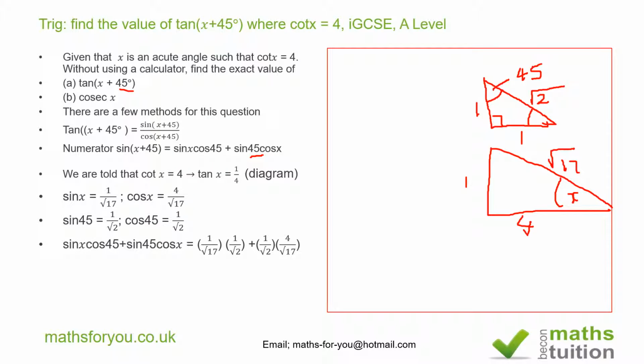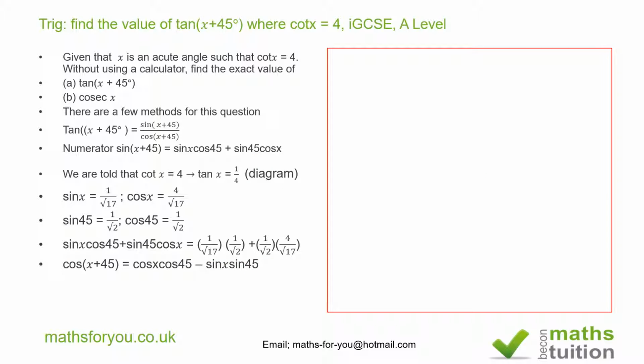So, for the numerator, that then becomes sin x, which is 1 over the square root of 17, times cos 45, which is 1 over the square root of 2, plus sin 45, which is 1 over the square root of 2, times cos x, which is 4 divided by the square root of 17. So you see where I'm going. That's the numerator. Now for the denominator, we have cos x cos 45 minus sin x sin 45.